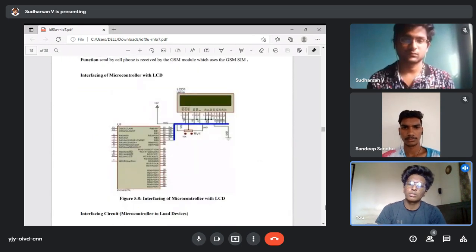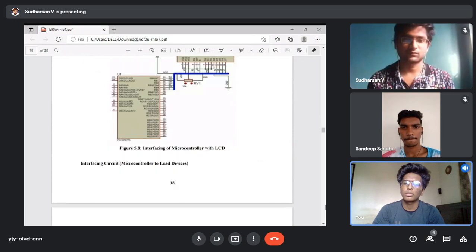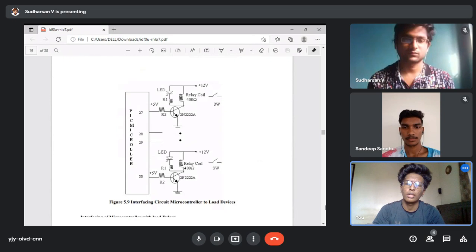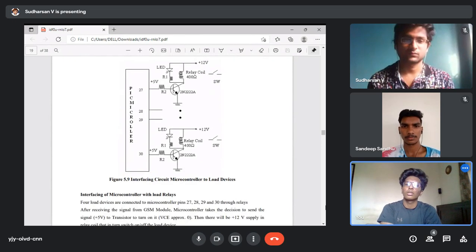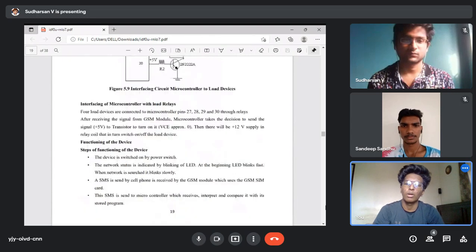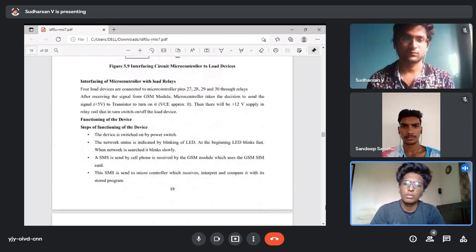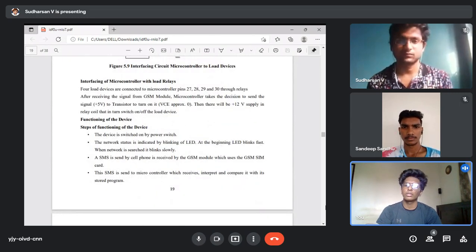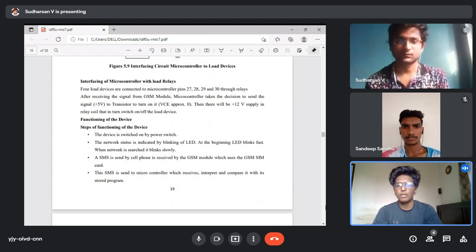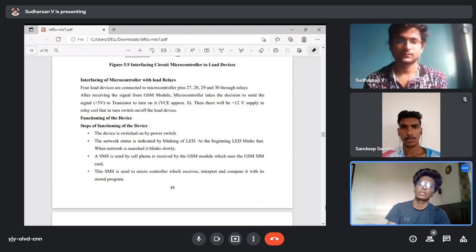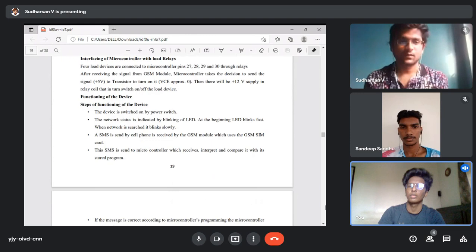The diagram is the interfacing of the microcontroller. Then we can see the interfacing circuit of the microcontroller with the LED, and the interfacing circuit with the load relay. The four load devices are connected to the microcontroller pins 27, 28, 29, 30. Then the steps of the functions of the devices.